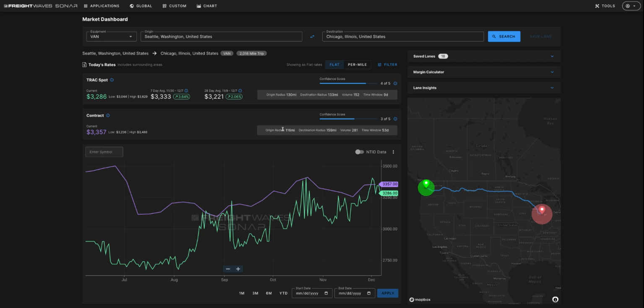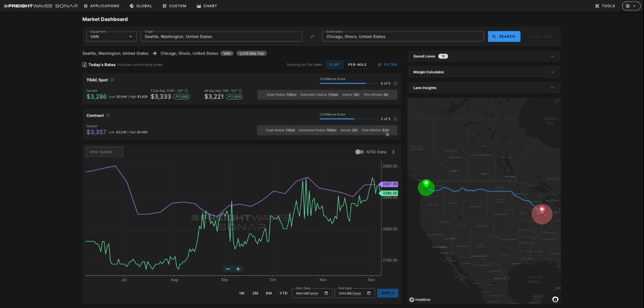We have the same information right here, the origin radius, destination radius, volume, and time window, but these are going to be derived from a 3/25 rule. So we have to have 3 or more contributors and not one of them can account for more than 25%. So again, we had to go out 116 miles, 159 miles, and we had to go back 53 days.